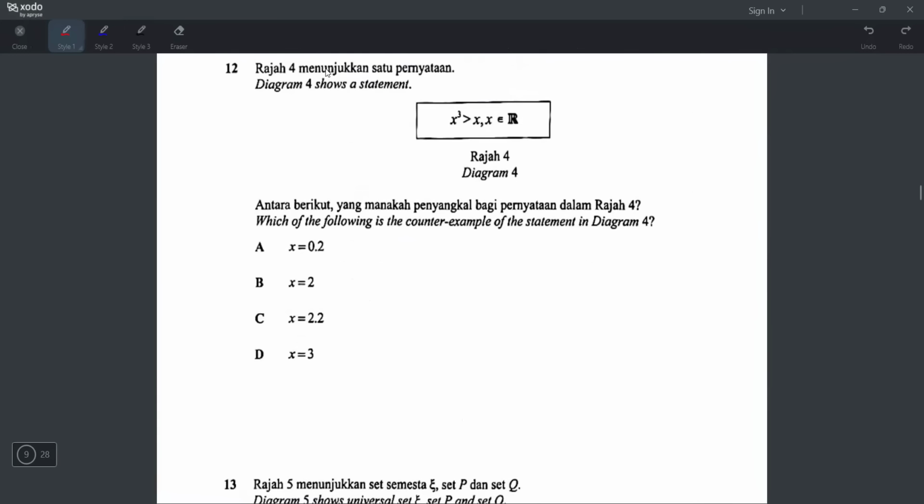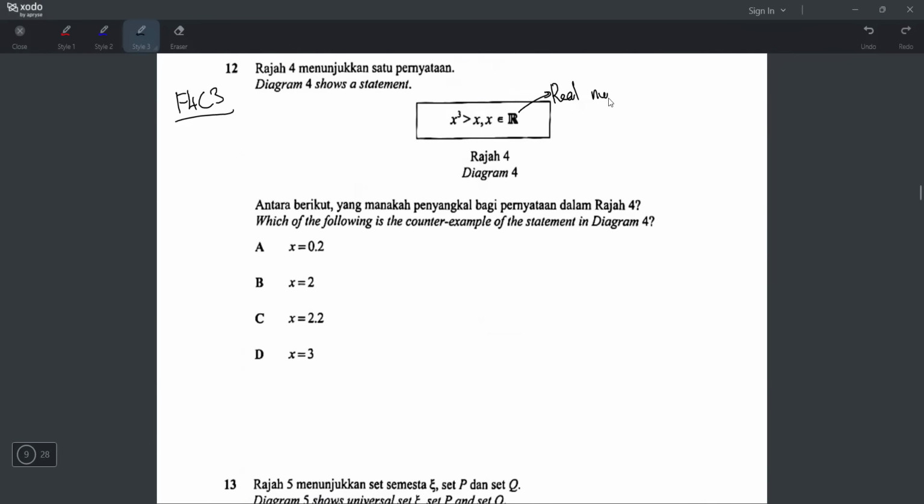Okay, let's do number 12. Diagram 4 shows a statement. Okay, this is also from Form 4 chapter 3, logical reasoning, penaakulan logik. So they write here x power 3 is bigger than x, comma, x is an element of a set of real numbers. Okay, this R stands for real numbers.